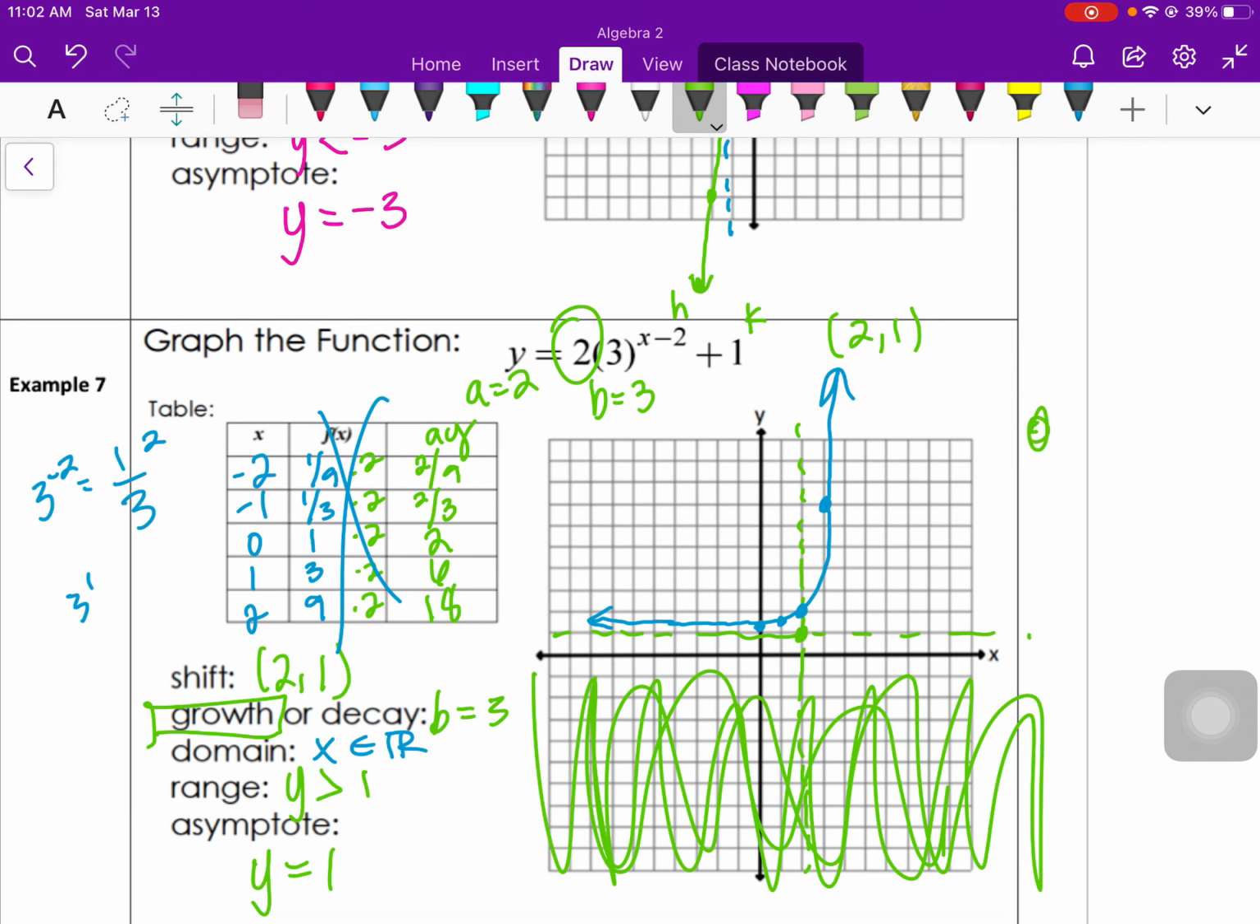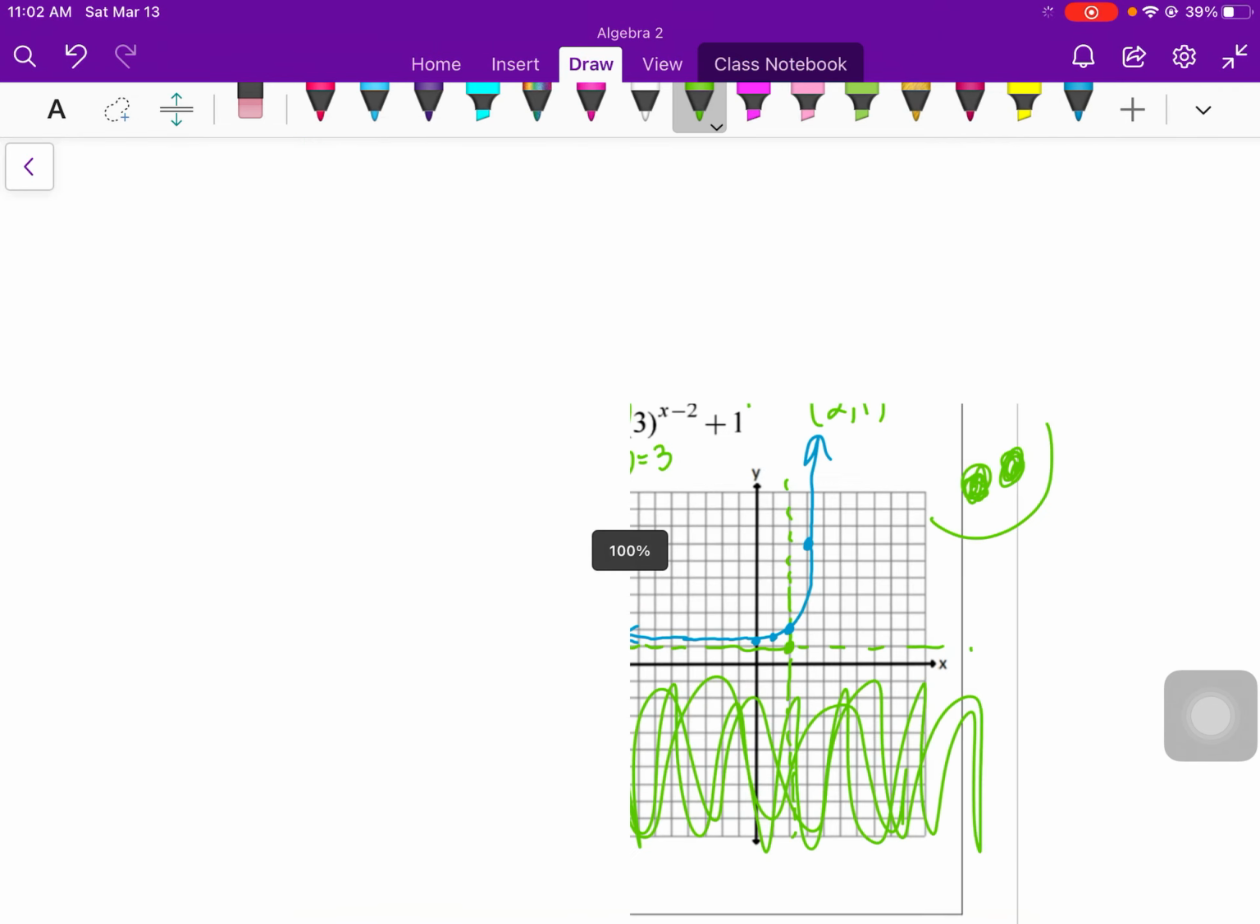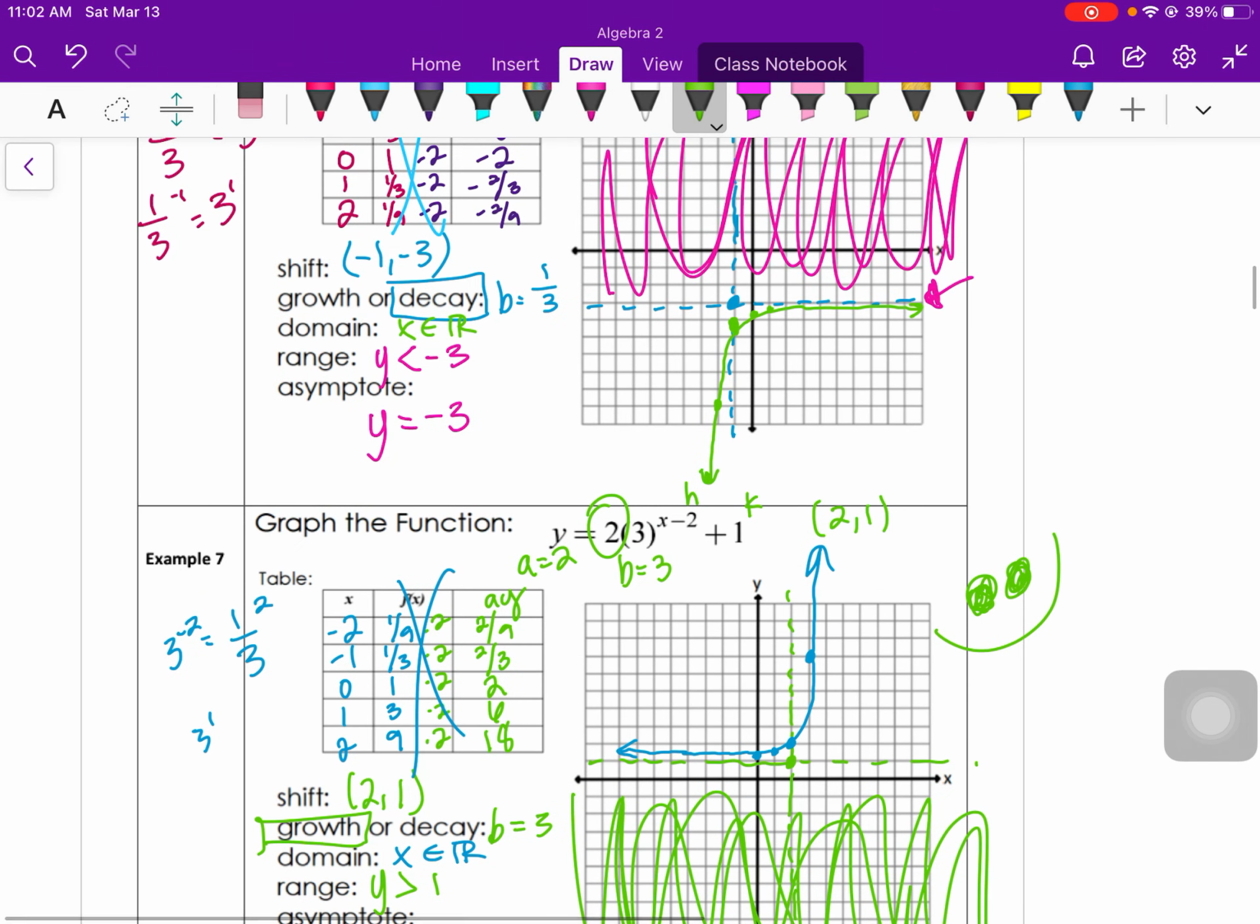And that, my friends, is how we graph exponential functions. In the next lesson, we're going to talk about writing these exponential functions. So stay tuned.